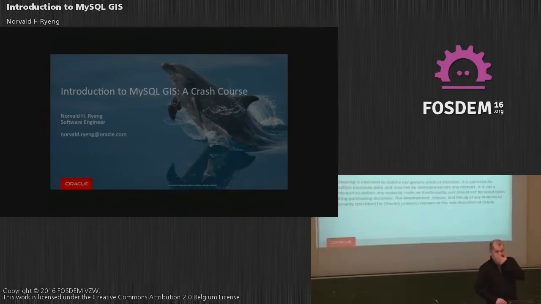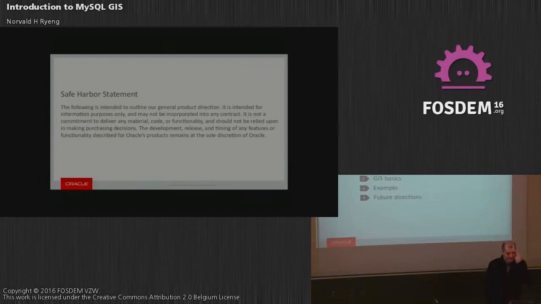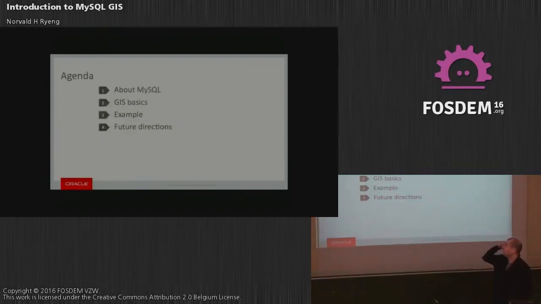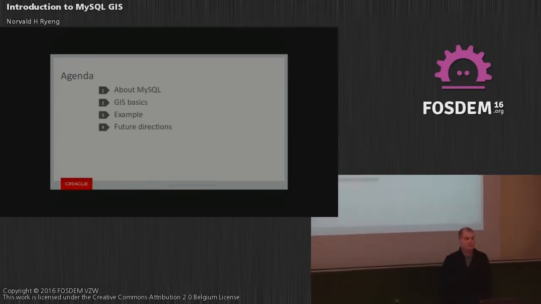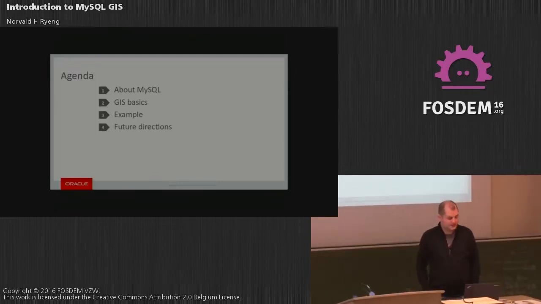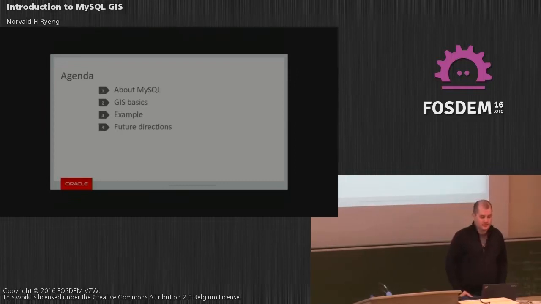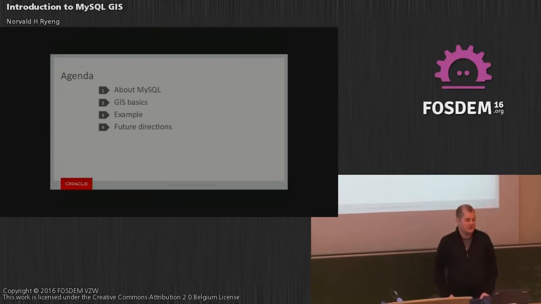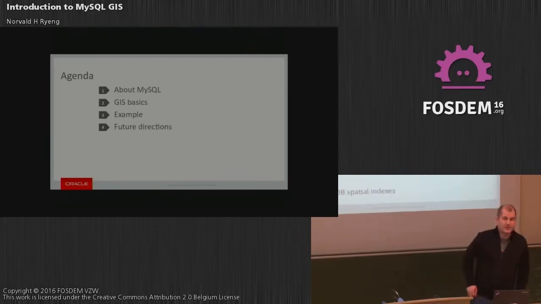Cool. So I'm going to go through a few slides first about MySQL, what we're doing, what's going on in MySQL at the moment. Then some GIS basics, really basic stuff. For instance, what is a point? I'm going to show a small example of SQL, how to use this, and a short section about future directions for GIS and MySQL, and then we'll do a Q&A afterwards. So let's just jump straight into it.